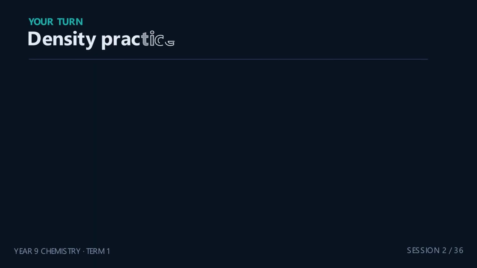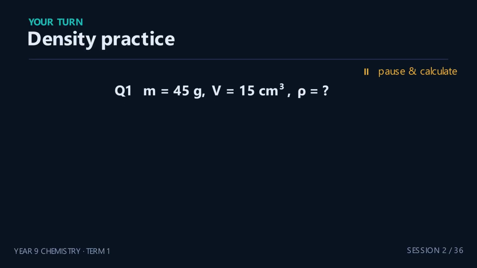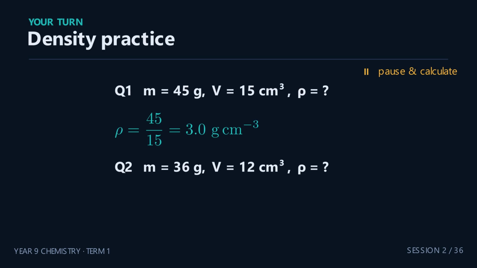Your turn. A liquid has mass 45 grams and volume 15 cubic centimeters. What is its density? Pause the video and calculate. 45 divided by 15 gives 3.0 grams per cubic centimeter. One more. Mass 36 grams, volume 12 cubic centimeters. Pause and try it. Again, 3.0 grams per cubic centimeter. If you got both, the formula is yours.